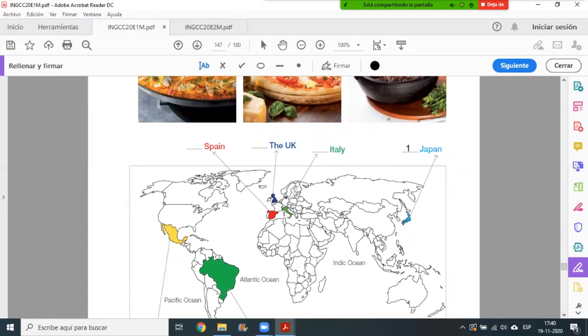So remember to write your name, grade, when you send your work. Por favor, recordar escribir tu nombre, tu curso, y por supuesto el número de la clase, the class number, cuando envíes tu trabajo. Okay. Send the activity to the email gonzalez@cmch.maristascl. Date of sending your activity on Monday, November 30th. El 30 de noviembre, día lunes, enviar tu actividad.